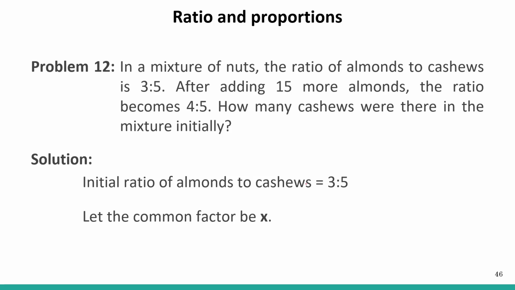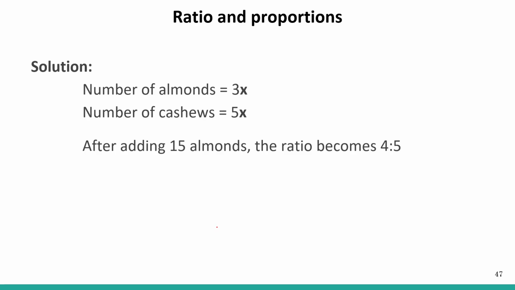The initial ratio of almonds to cashews is 3:5. Let the common factor be x. Again, we are proceeding with the same kind of assumption. The number of almonds is 3x, the number of cashews is 5x. So 3x plus 5x is 8x. After adding 15 almonds, the ratio becomes 4:5.